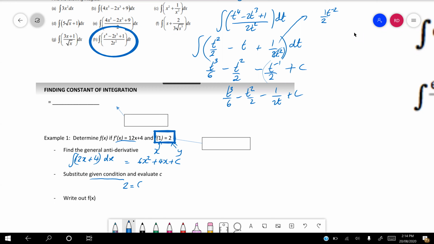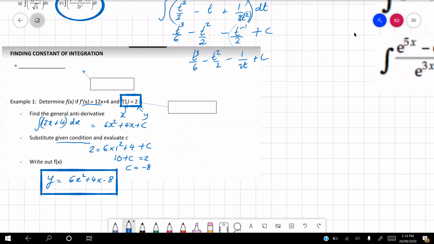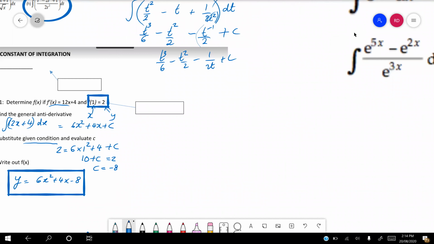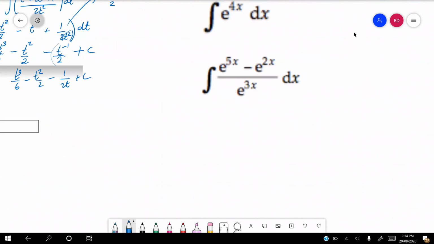So 2 is 6 times 1 squared plus 4 plus c. So that's 6 plus 4 is 10. So 10 plus c is equal to 2. So c is equal to 2 take away 10, which is -8. And then you write out the full function. So y is equal to 6x squared plus 4x minus 8. That's your full function at the end. Okay, so again, that was hopefully not new. Even though I went through it a little bit fast, I hope you are fairly familiar with it and are not too confused about that.